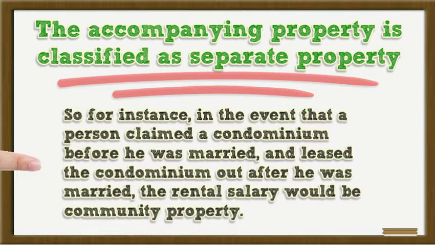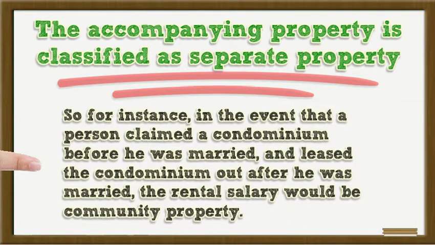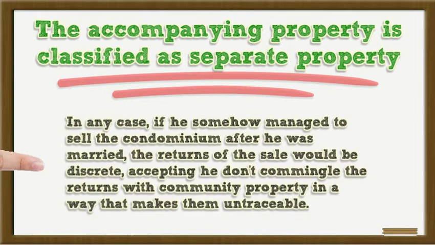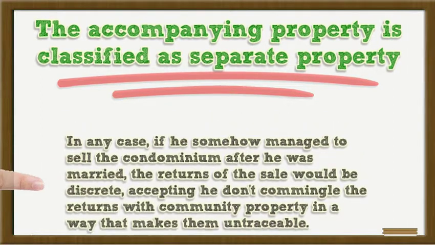So for instance, in the event that a person claimed a condominium before he was married, and leased the condominium out after he was married, the rental salary would be community property. In any case, if he somehow managed to sell the condominium after he was married, the returns of the sale would be separate, excepting he doesn't commingle the returns with community property in a way that makes them untraceable.